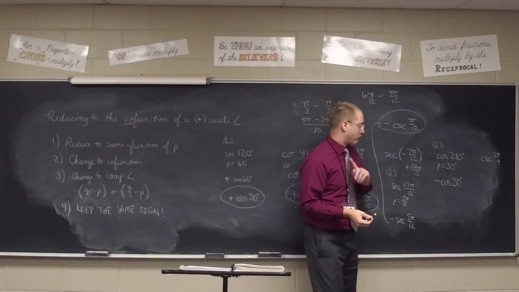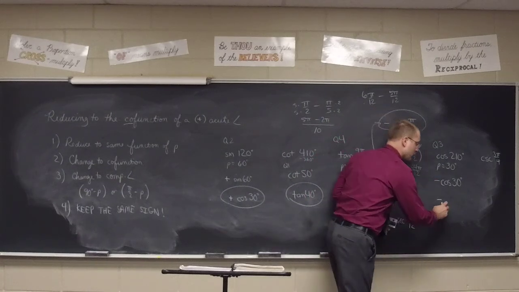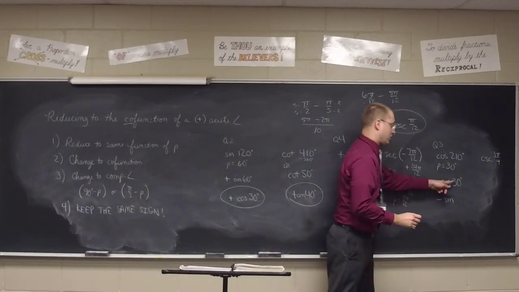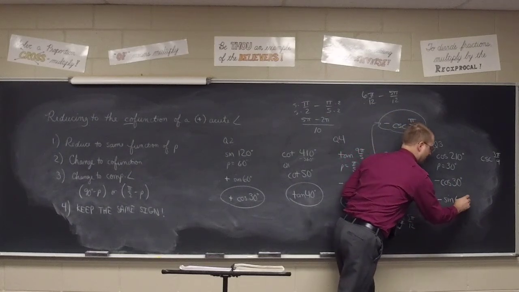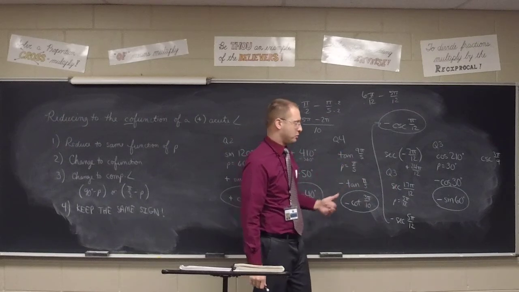Now, I want to change to the cofunction. So what do I do with the sign? Keep it. Cosine turns into sine. And instead of 30 degrees, 90 minus gives 60 degrees. And there we go. Feel like we're getting in the groove on this, because you're going to have some practice with this in your homework.